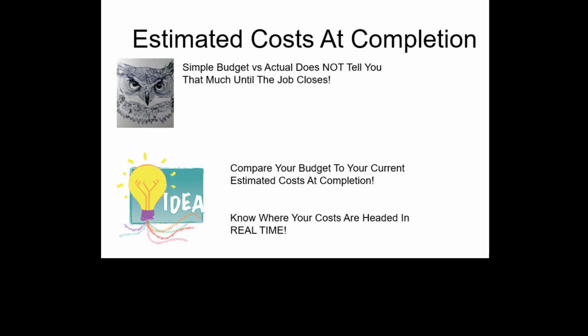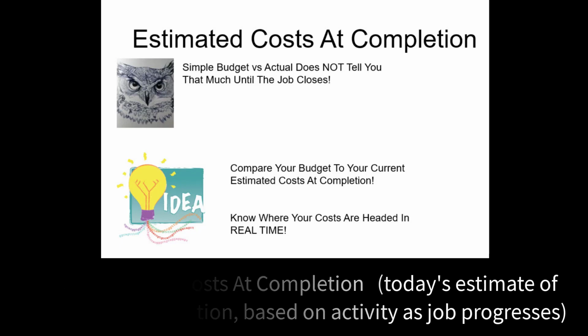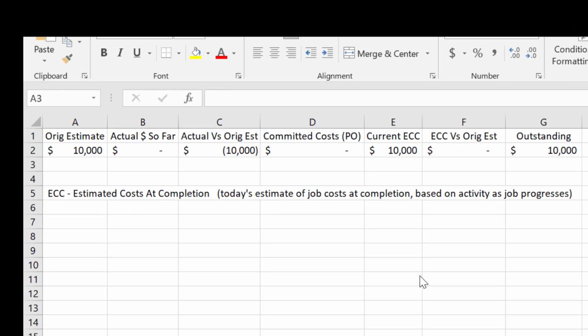So what this seasoned builder told me was compare your budget to your current estimated costs at completion to know where your costs are headed in real time. And he explained to me that estimated costs at completion are today's estimate of job costs at completion based on activity as the job progresses. So I've jumped out here and made a simple spreadsheet, which you will not have to make because you have CHS, to demonstrate the concept of what the ECC means.